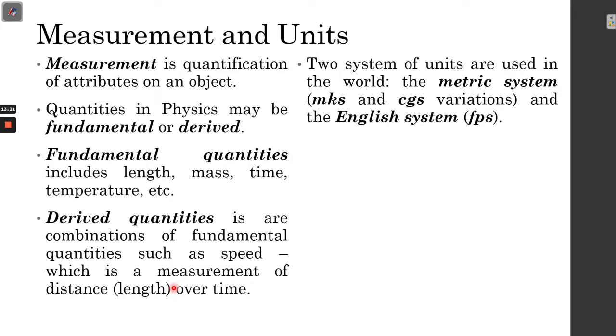In physics, or basically when we're talking about measurement, there are two systems that we use in the world. One is the metric system, where there are two variations, MKS and CGS. MKS stands for meter, kilogram, seconds, and CGS is centimeter, gram, and seconds. The second system of units, which is used basically just in America, is the English system, which uses foot, pounds, and seconds. In the Philippines, most of the time we use the metric system, but sometimes we also use the English system.